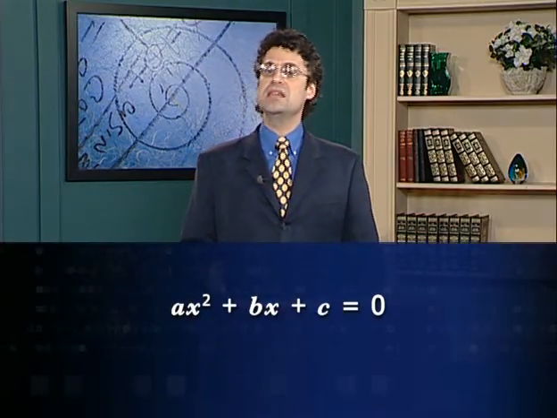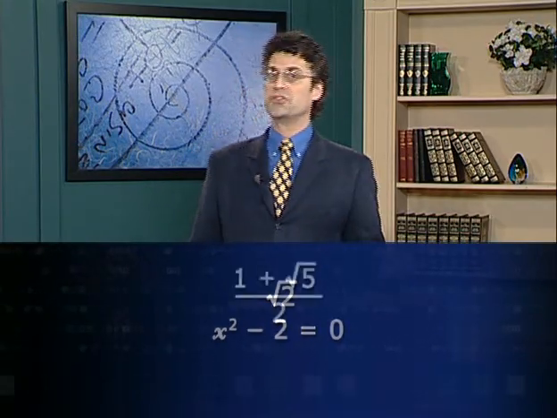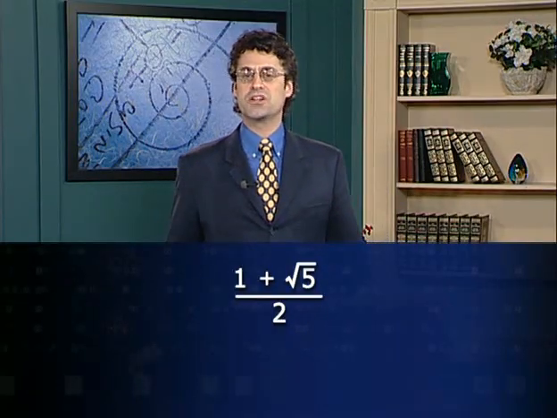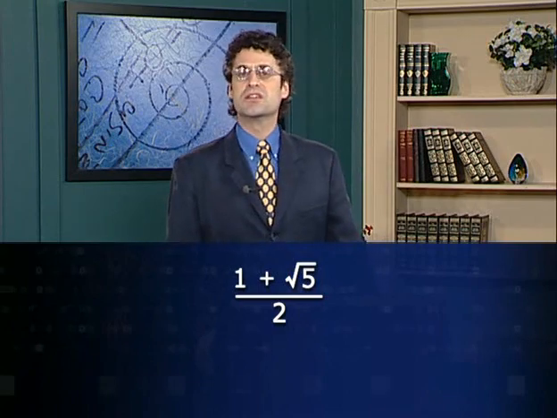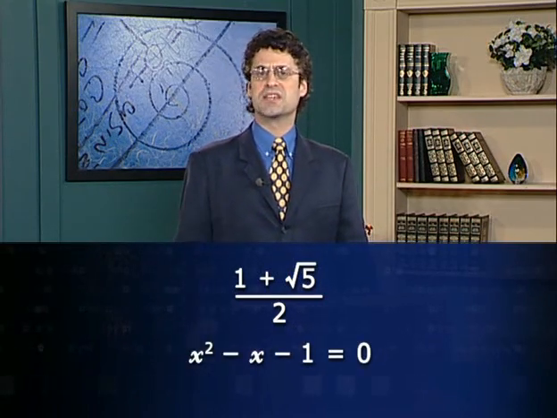As we've already seen, the square root of 2 is a quadratic irrational, because it's a solution to x squared minus 2 equals 0. The golden ratio, 1 plus square root of 5 over 2, is a quadratic irrational because it is a solution to the quadratic x squared minus x minus 1 equals 0, as we've seen several times before. Notice that such irrationals always involve simple square roots.